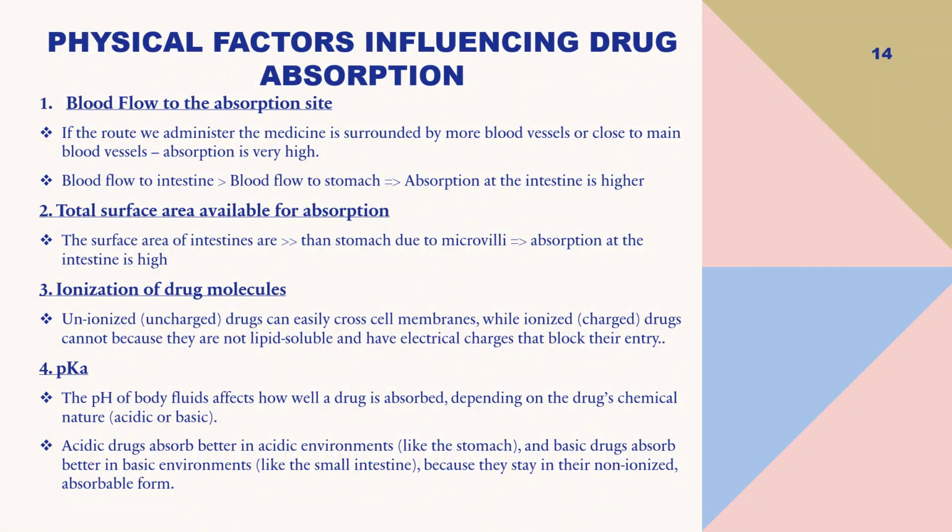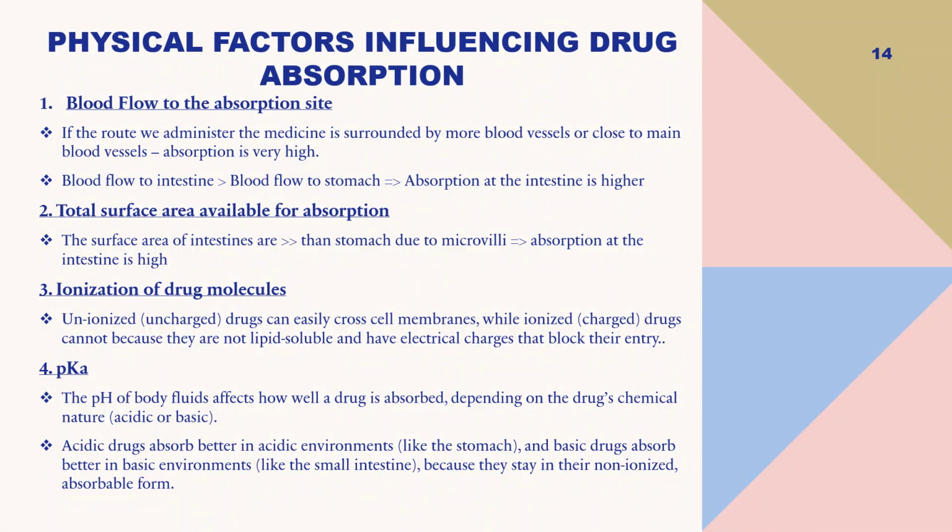The third one is ionization of drug molecules. Unionized or uncharged drugs can easily cross cell membranes, while ionized, charged drugs cannot because they are not lipid soluble and have electrical charges that block their entry. It's actually not that important for nursing students to know if a medication is ionized or unionized. This is just for your general knowledge.